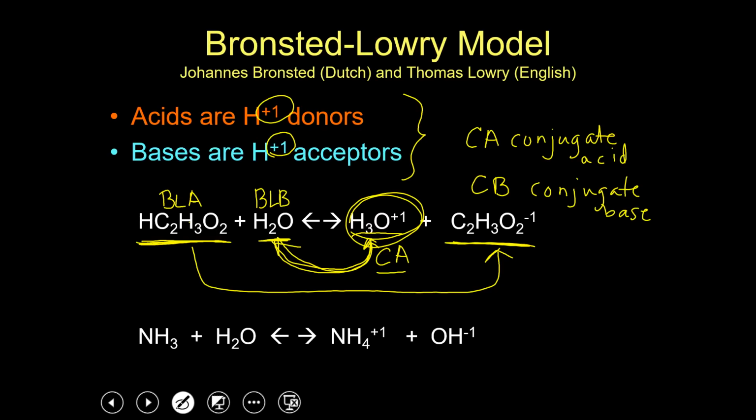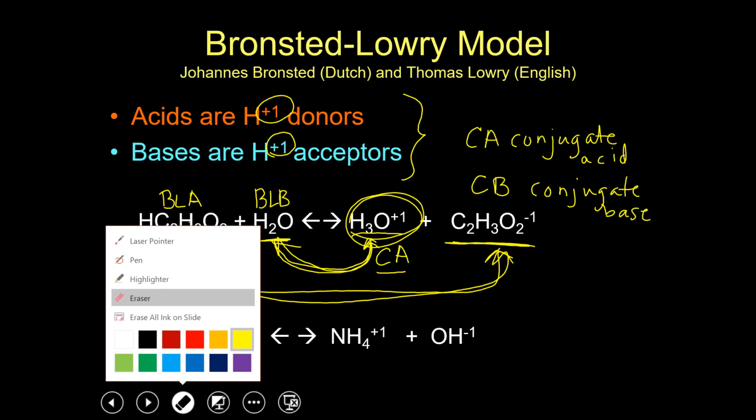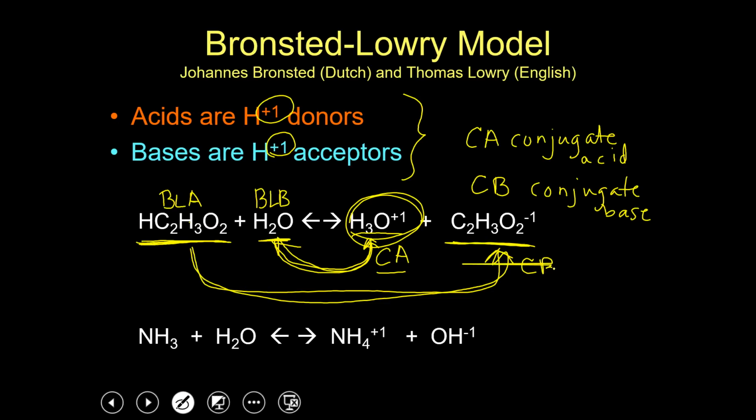Every Bronsted-Lowry acid has a conjugate base because in reverse, it's going to accept an H when it turns back into the original. And remember, it's a reversible reaction. So the Bronsted-Lowry model was more for partial ionization, where you have some molecules and some ions.